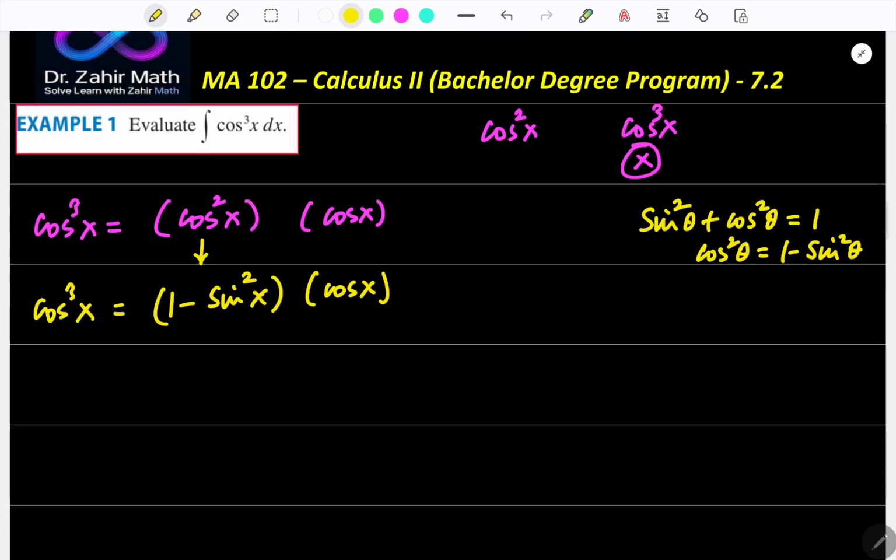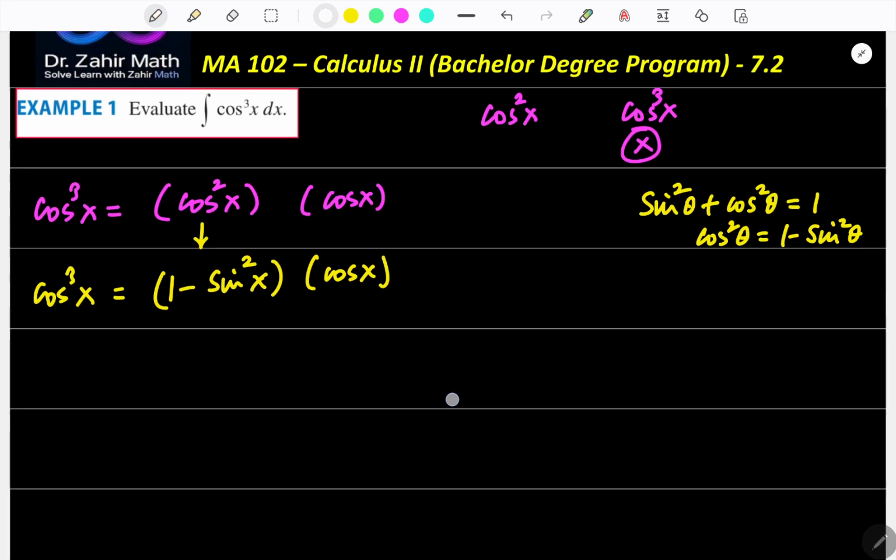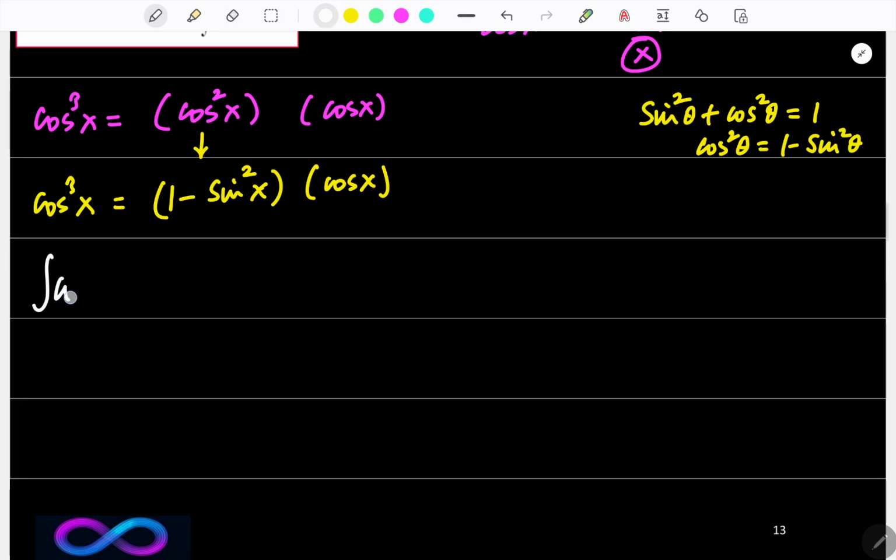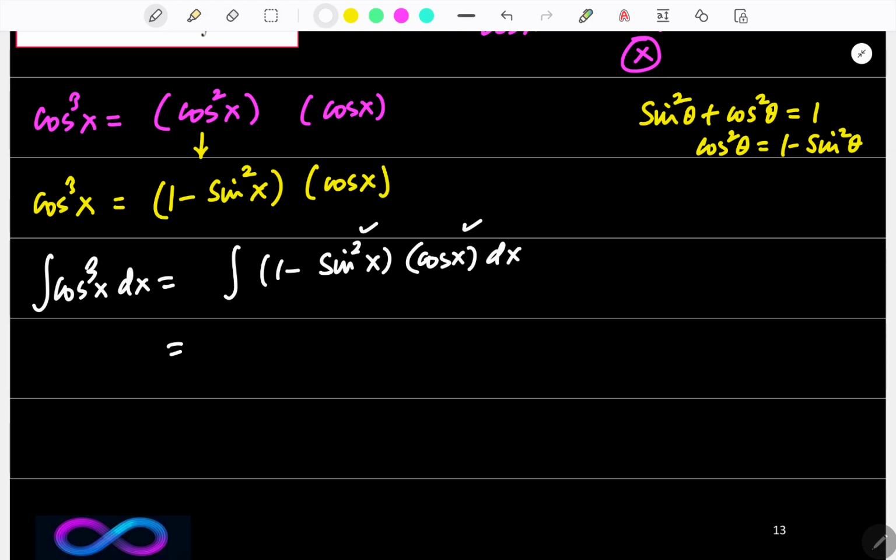Let's start the problem. There is no limit, so directly you can go for integration. Integral cosine cube x dx is equal to integral 1 minus sine square x times cosine x dx. When sine square comes with cosine, or cosine square comes with sine, you can go for the substitution method. Teacher, how do you know this? Immediately you are saying substitution method. By practice you will come to know. Okay, all of you? Right.